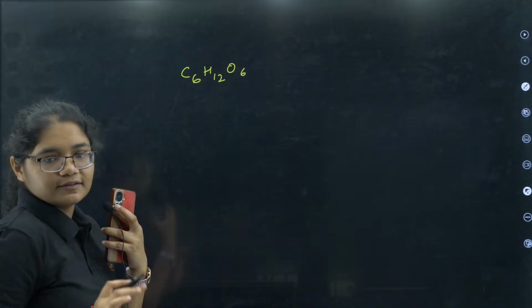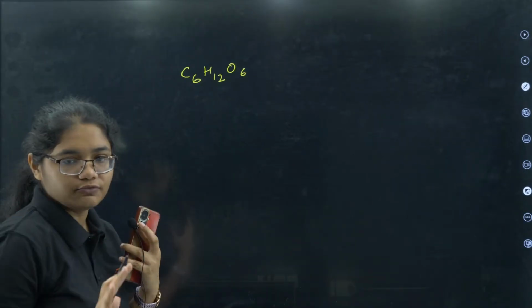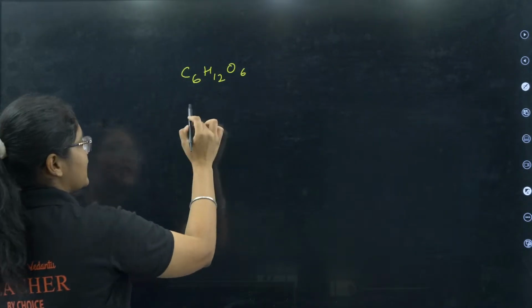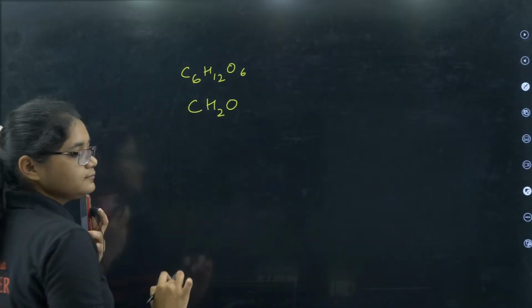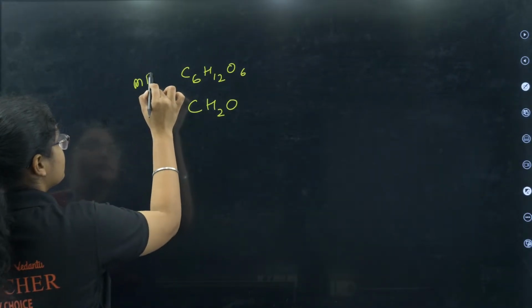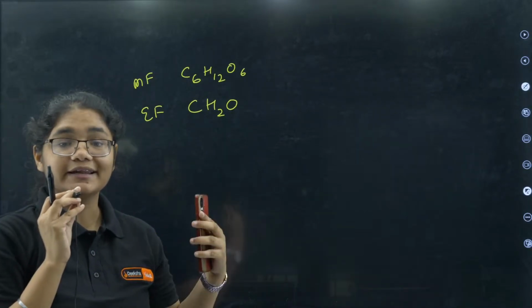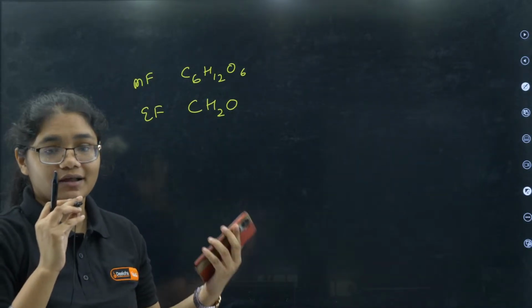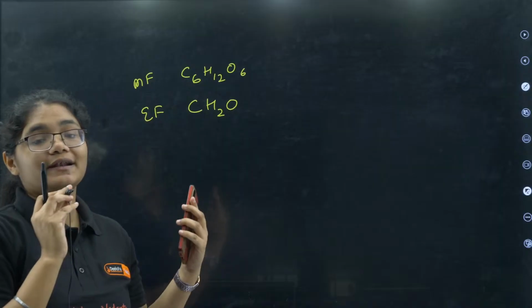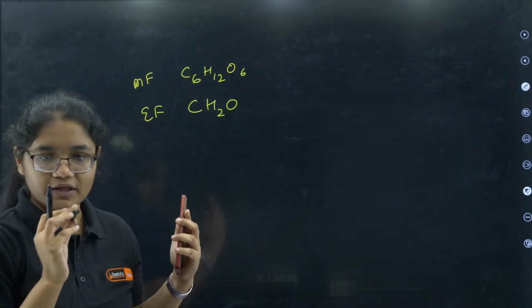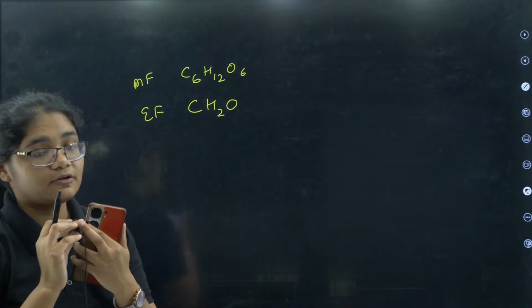C6H12O6. This is the formula of glucose, all of you know. Now if I cancel this, I can cancel it like this. This is the molecular formula and this is the empirical formula. Empirical formula tells us the ratio of the atoms present in a compound, whereas molecular formula tells us the exact formula of the compound. Now how to find empirical formula?